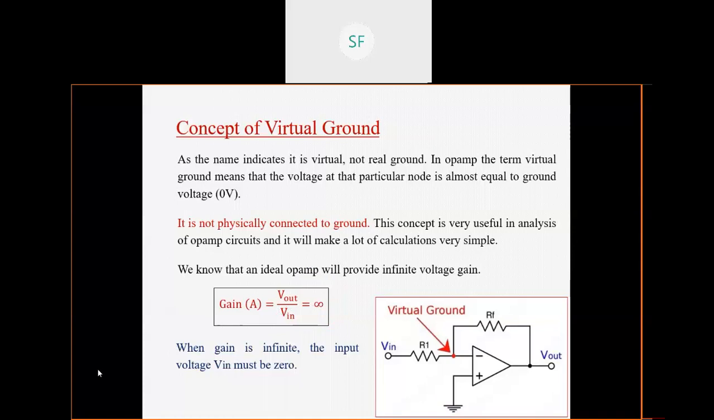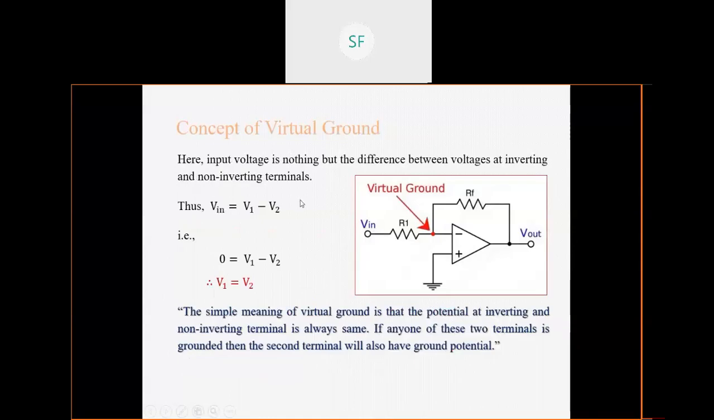Then the next point is, so this is the same. Okay, so when gain is infinite, the input voltage V in must be 0. This much is understood for now. But we know for op amp, what is V in? So let's assume in this diagram, this is V1 and this is V2. So what will be the input? What will be V in?